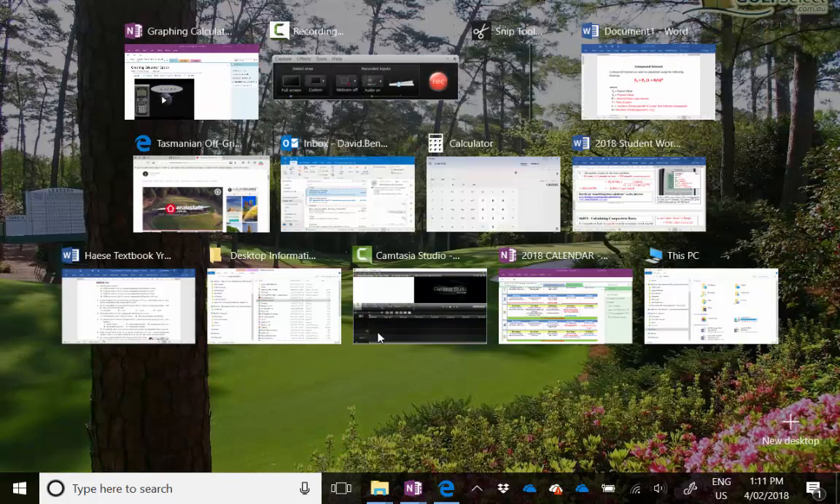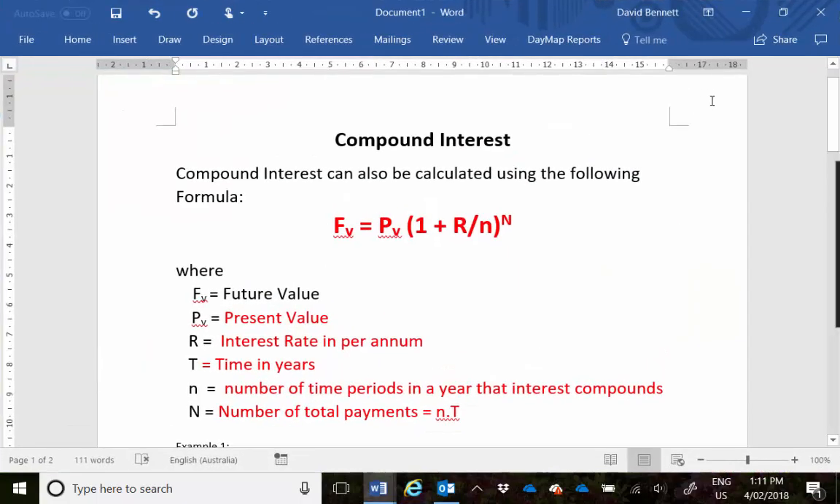So let's go back to looking at our equation. The equation for compound interest is future value equals present value times (1 plus R divided by N) to the power of N. R divided by N is your interest rate per payment period. And then the big N is the number of total payment periods, which is the number of payments per year times the number of years.